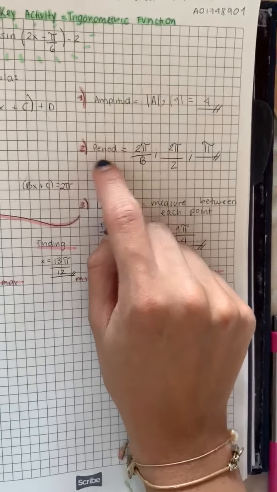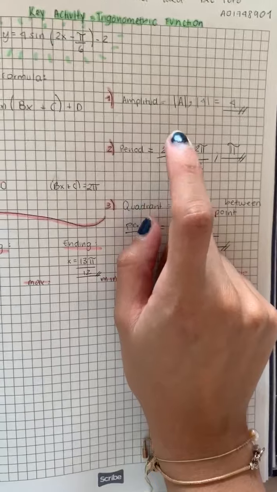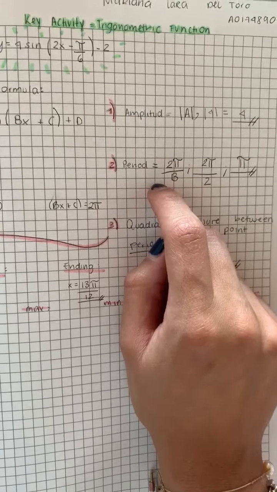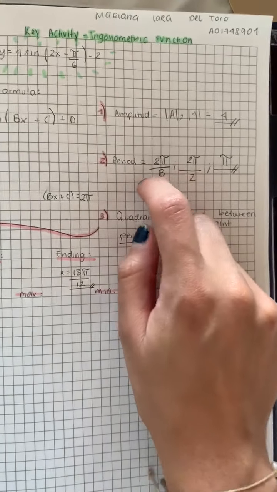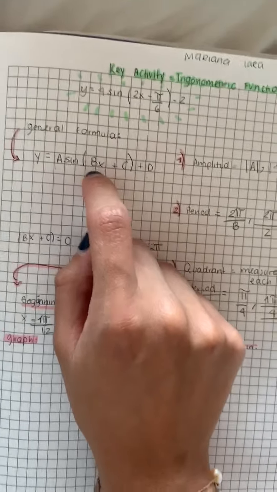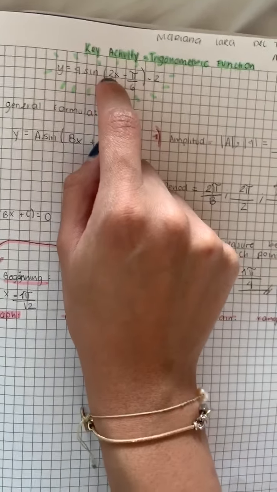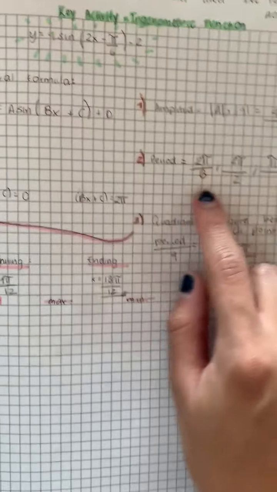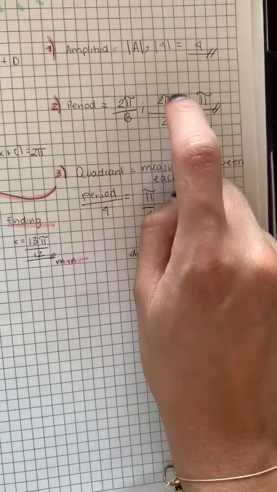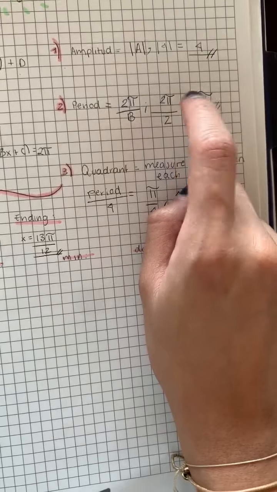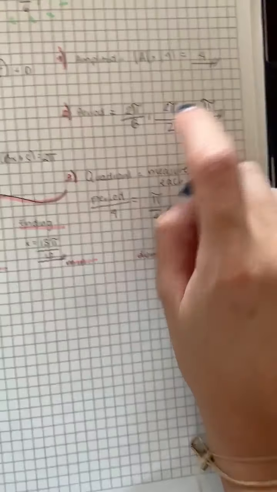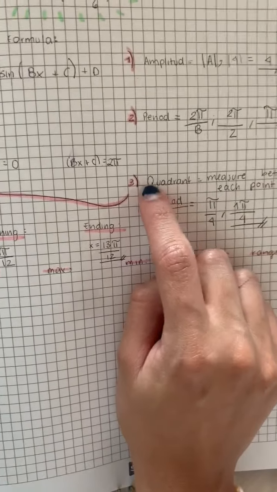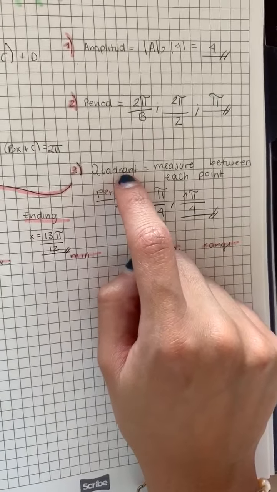The second step is getting out the period. To get the period, we're going to use the formula 2 pi over b. So then you're going back again and check which of your numbers is b. In this situation is 2. So you're going to take 2 pi over 2 and then your result of the period is going to be pi.